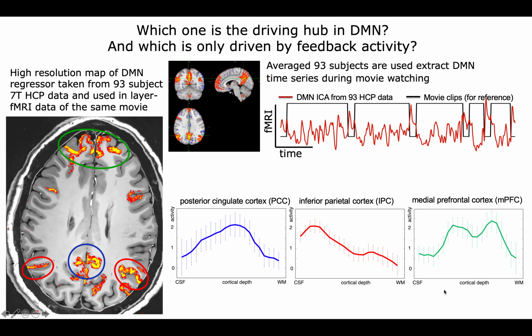And these layer responses might then help us with respect to the hubness. So for example, you see that the IPC or PFC are really feedback driven, very different to the PCC, which does not have this strong feedback activity. And these kinds of layer profiles might be used in reasoning to say which area is the hub of the network. For example, suggesting that some areas might be just passively dragged along with the hub, whereas the hub is the driving force.